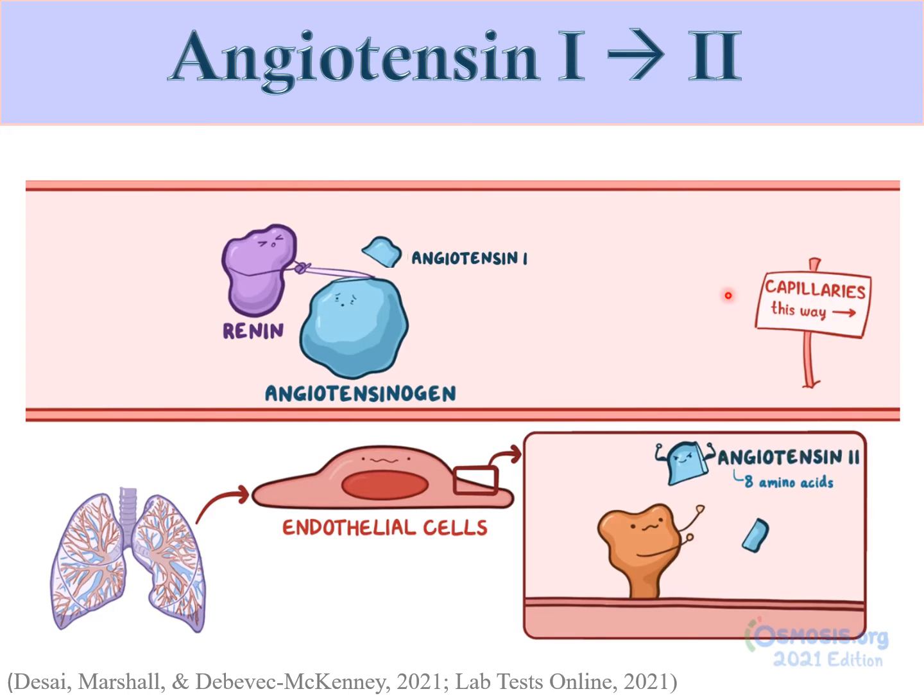Angiotensin-1 then floats through the blood until it reaches the various capillaries in the body. Now, endothelial cells, which are usually found in the lining vessels of the lungs, have an enzyme on their surface called angiotensin converting enzyme, or ACE for short. This angiotensin converting enzyme actually grabs the angiotensin-1 and chops off 2 more of its amino acids, leaving behind an 8 amino acid chain, which is really a powerful hormone called angiotensin-2.